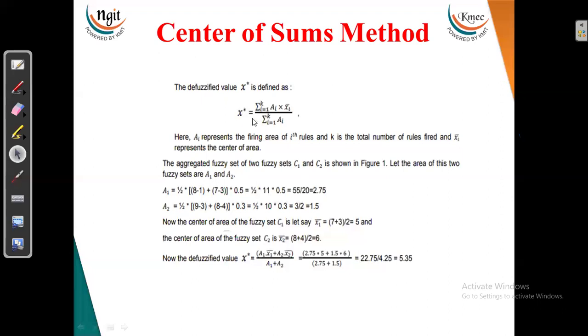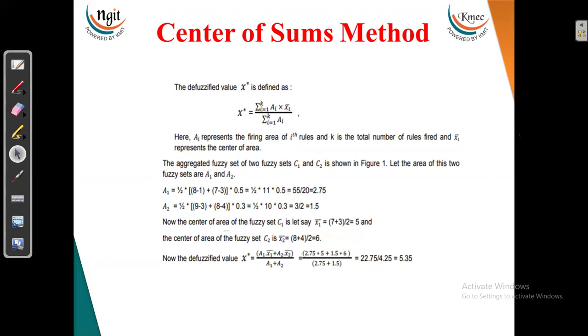If you see the formula here, x equal to whatever variable you can put. So the defuzzified value is summation of i equal to 1 to k of a_i into the center value of x_i, divided by summation of i equal to 1 to k of a_i. Here I have only two areas. If you have three or more areas, you have to add A3 also. That depends upon your fuzzy set and how you are going to map that particular fuzzy set.